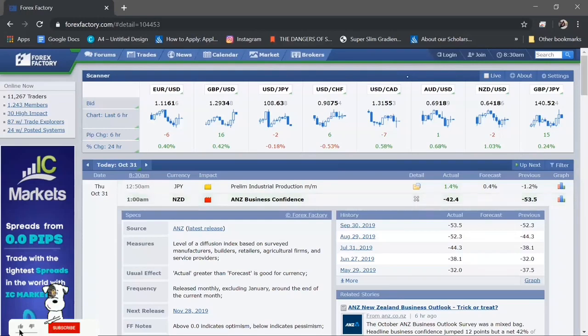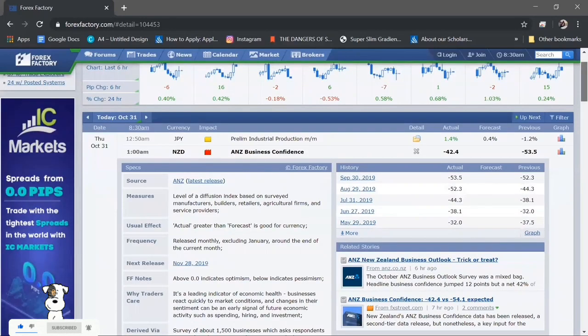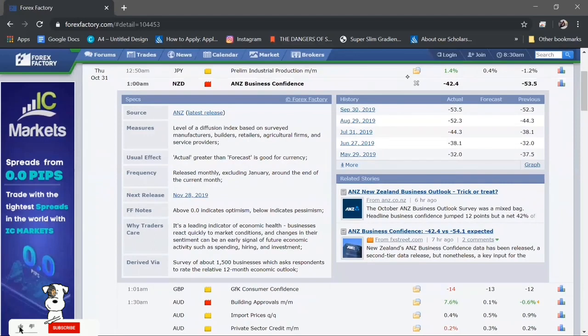NZD will sell, will be weak. Now, how do I know? I'm still going to explain. Let's go gradually. I will explain how I know that it's going to be weak, how to get that. Then this is how you get the details of the whole news on NZD.